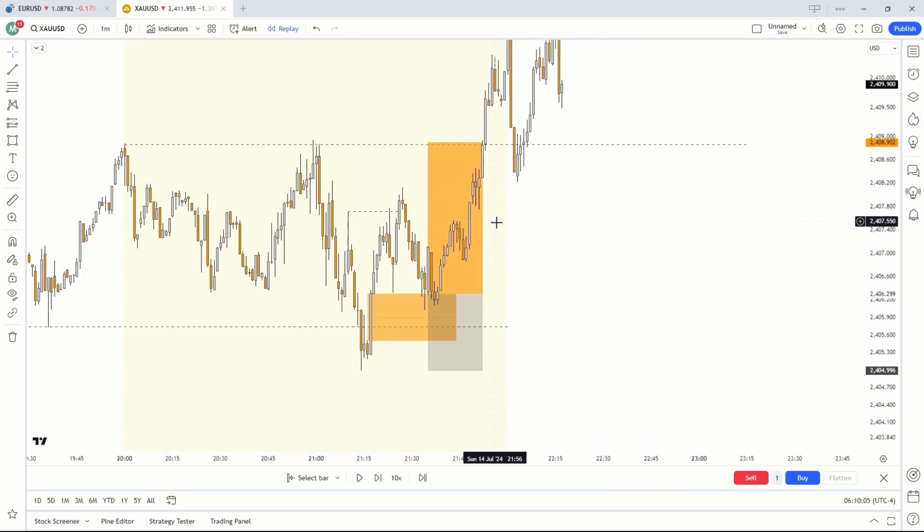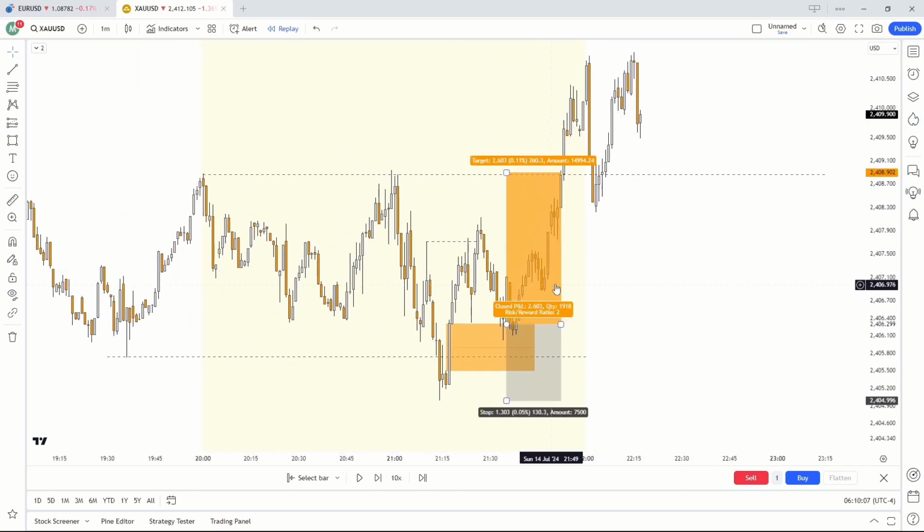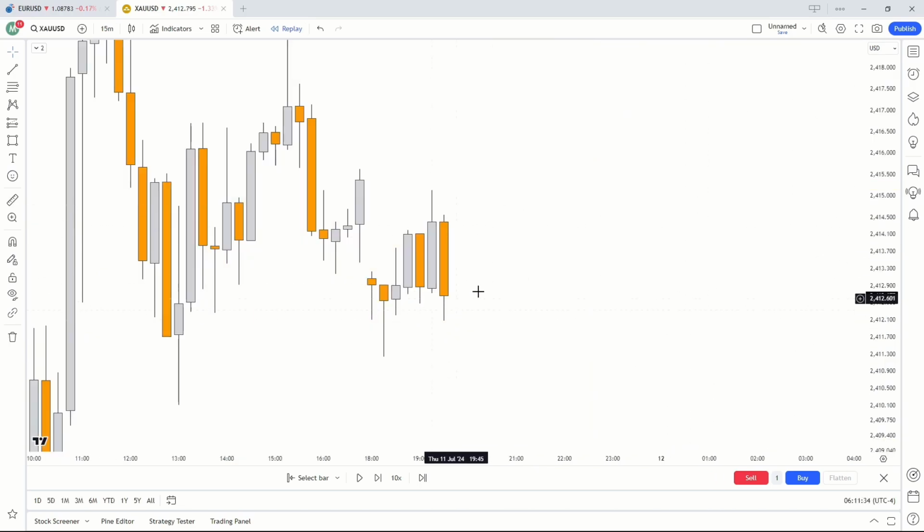Follow these rules. As you guys can see, if you do this every day and you hit a 1 to 2, risking 1%, that's 2% every single day. So on to the next example. Alright, on to the second example.